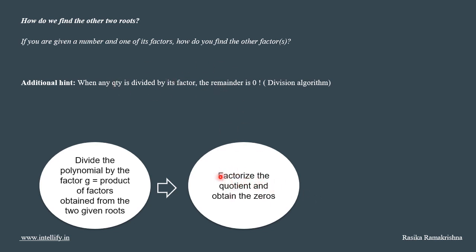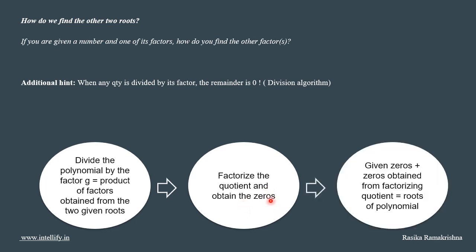So therefore you can factorize this quotient and obtain the zeros, and these zeros are going to be the zeros of your polynomial as well. Therefore, the given zeros plus the zeros obtained by factorizing the quotient are equal to the zeros of the polynomial. So spend some time on this slide to understand why we are going to go about this question in this way. But I'm sure it's pretty easy to understand.